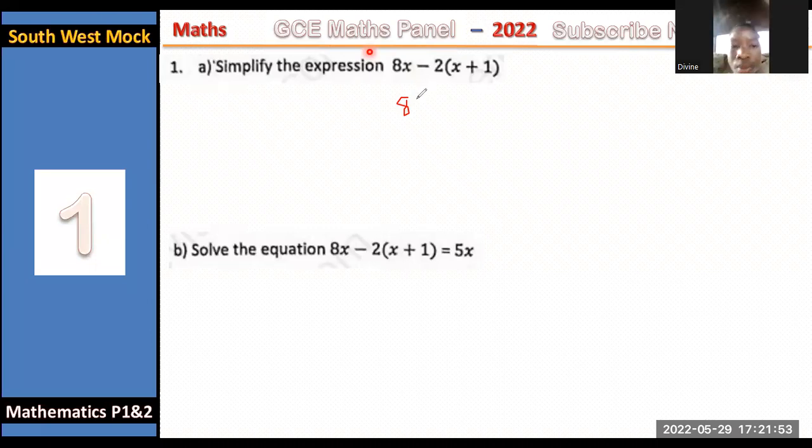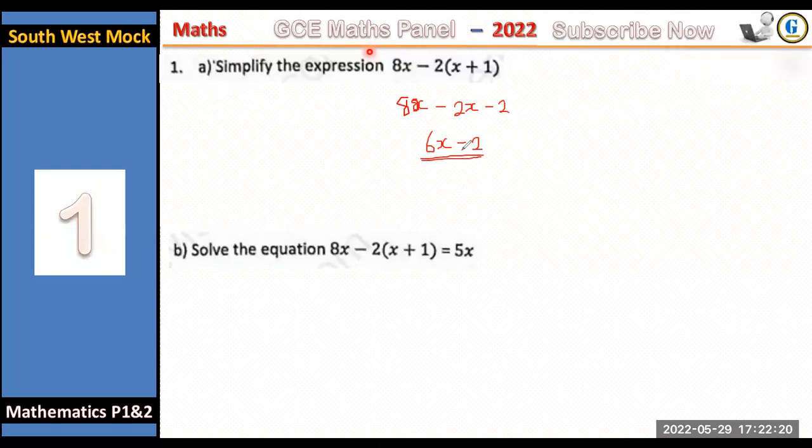So this gives us 8x minus 2x minus 2 times plus 1, minus 2, right? Yes, sir. Now 8x minus 2x is 6x minus 2. So this gives us 6x minus 2. Is there any question here? Is that the final answer? Yes, they say you should simplify. It means you should expand and bring like terms together. That's the meaning of simplifying.